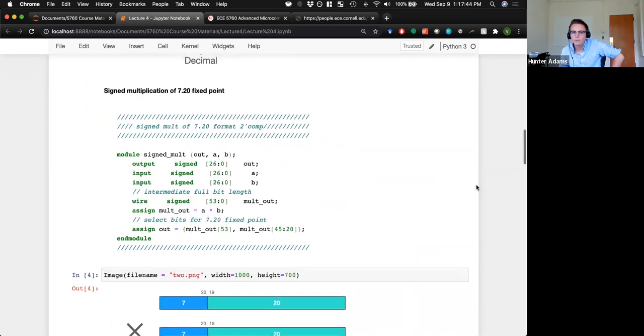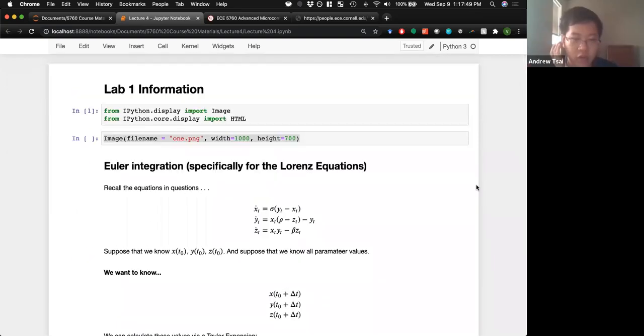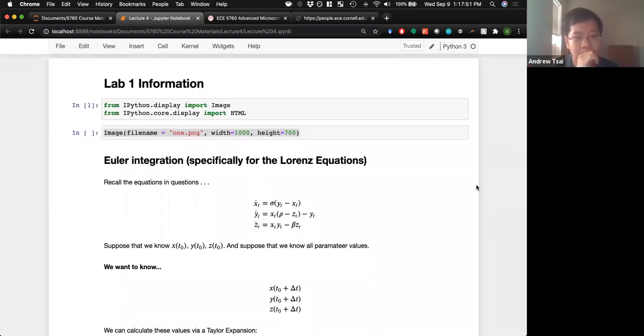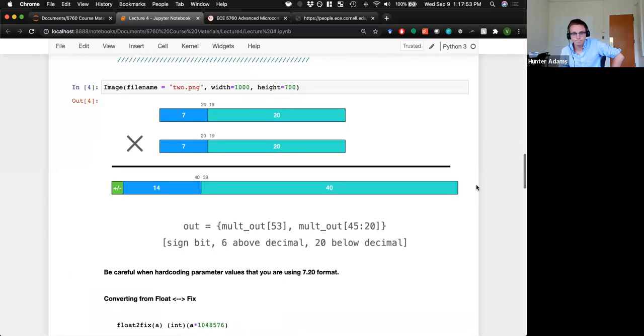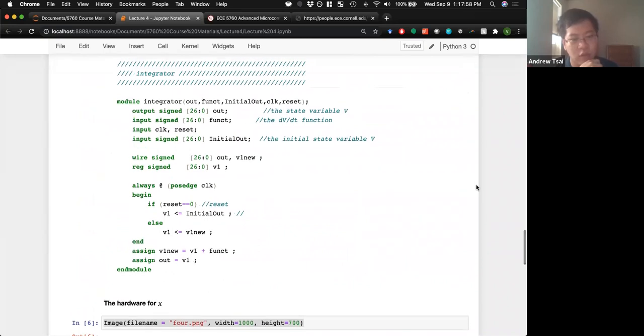I'm just scrolling through. Stop me if you want to talk about anything. Actually, I had a question about the integrator module. I think you mentioned something about the assign v1 u equals v1 plus func line. I think I missed what you said about it.